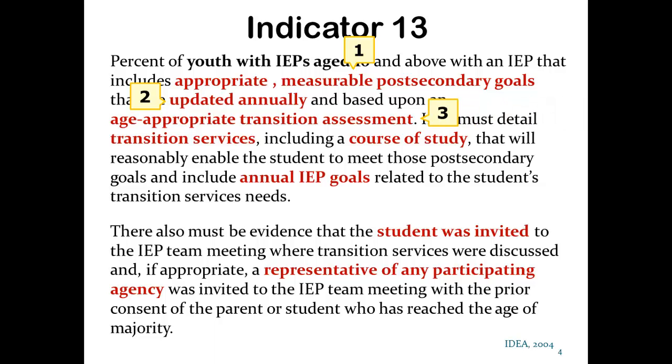The IEP must also detail transition services, including a course of study that will reasonably enable a student to reach those post-secondary goals. The IEP must also include 3 other elements: annual IEP goals related to the post-secondary goals, the student has to be invited to the meeting, and if appropriate, a representative from a participating agency should attend the meeting with the prior consent of the parent or the student who has reached the age of majority.